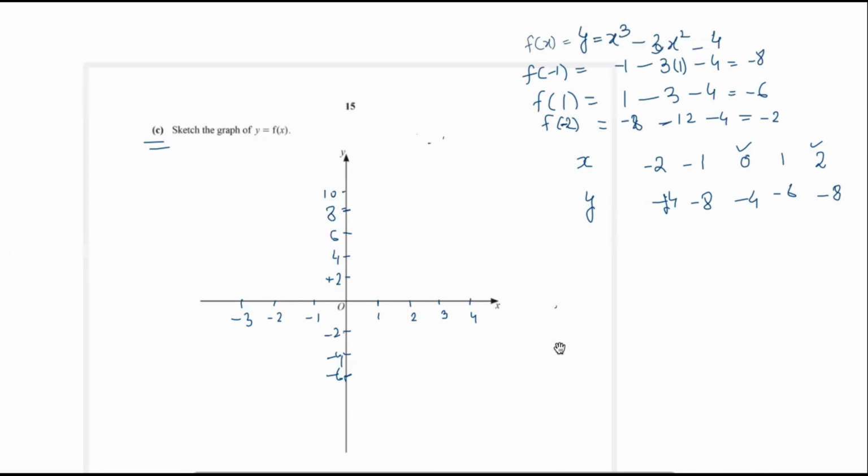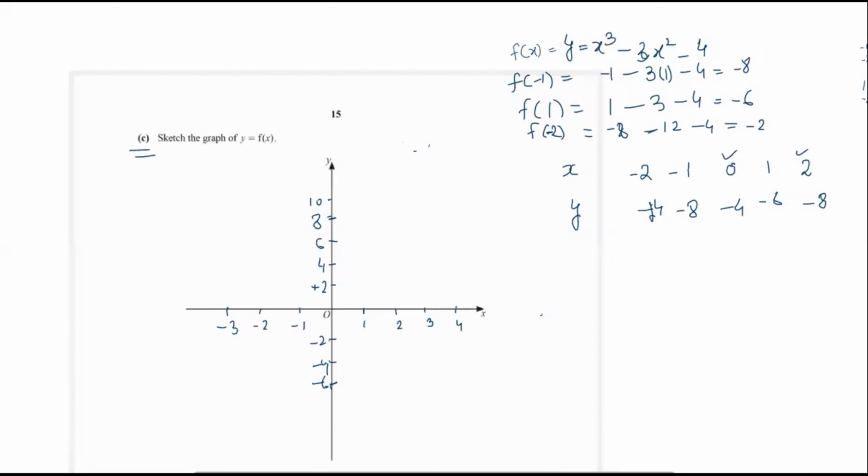Now we take the other points. Firstly, mark the point minus 1, minus 8. This is the point minus 1, minus 8. Next is the point 0, minus 4. This is the point 0, minus 4. And next is the point 1, minus 6. This is the point 1, minus 6. Next is 2, minus 8. This is the point 2, minus 8.